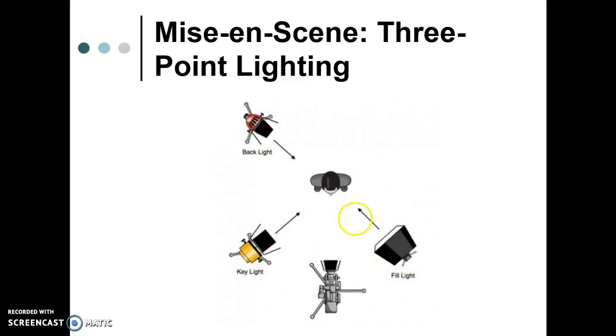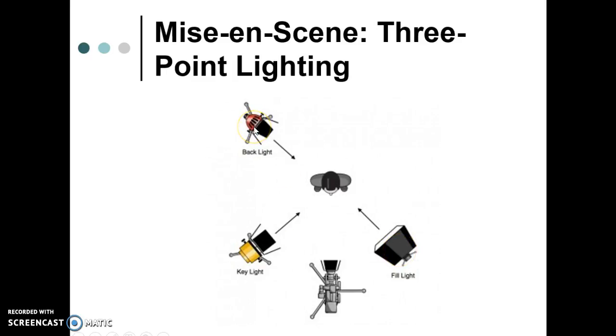Now, over here is the fill light. Now, the fill light is normally a light that is slightly less intense than the key light. What the fill light does is it eliminates shadows and it makes you look a lot prettier. So the key light is the brightest. It seems to be the main source of lighting. And then the fill light is what destroys the shadows.